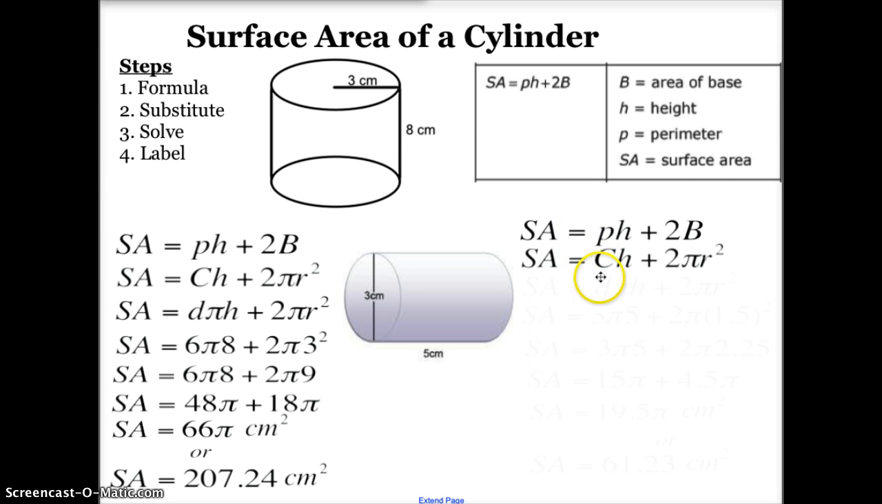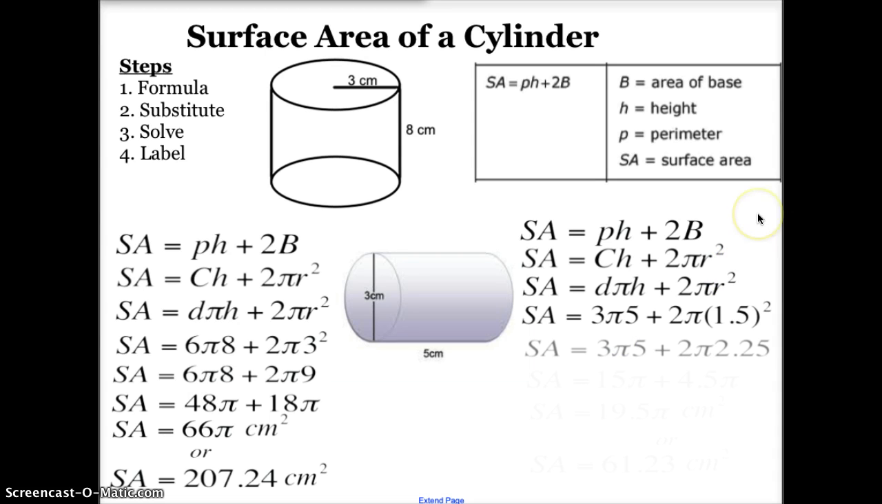I'm going to change the circumference to diameter times pi, so it's surface area is equal to diameter times pi times H plus 2 pi r squared. And this is going to be the sides or the label, and the 2 pi r squared are the two circles, one on the top and one on the bottom. Now I'm going to replace my diameter with 3, my height with 5, and my radius is going to be half of 3, which is 1.5. And I get surface area is equal to 3 pi times 5 plus 2 pi times 1.5 squared.